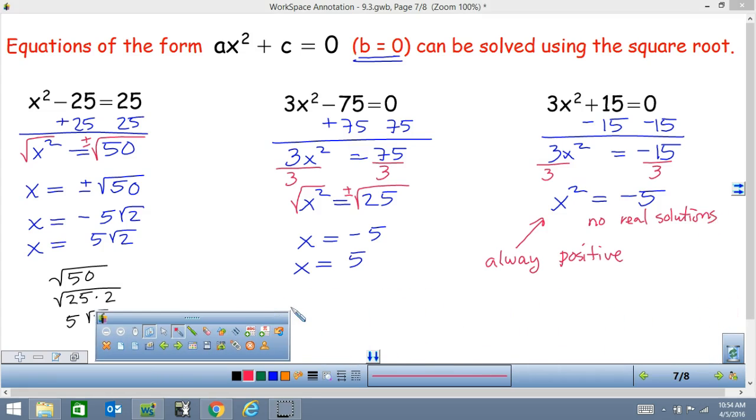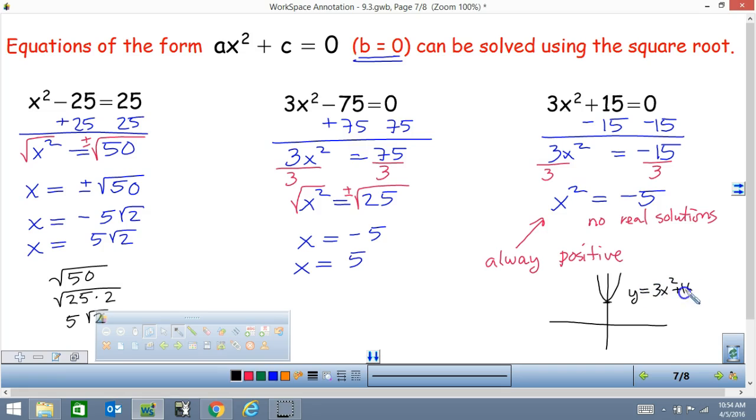Thinking about the graph, plus 15, our graph is slid up 15 and then opens up from there. So the y-intercept for 3x squared plus 15 is at 0, 15. So there are no x-intercepts. That corresponds to no real solutions.